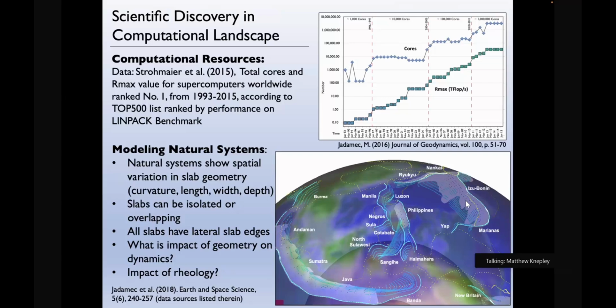It's quite complicated. And so what's the impact of this geometry? The other thing is subduction zones just don't continue forever around the Earth. They all end. They have lateral terminations in modern systems. So does it matter if they end? Are there any dynamics that are significant? And then again, what's the role of rheology? Rheology modulates the viscosity, which modulates your flow rates. What's the role of rheology, and is it important?